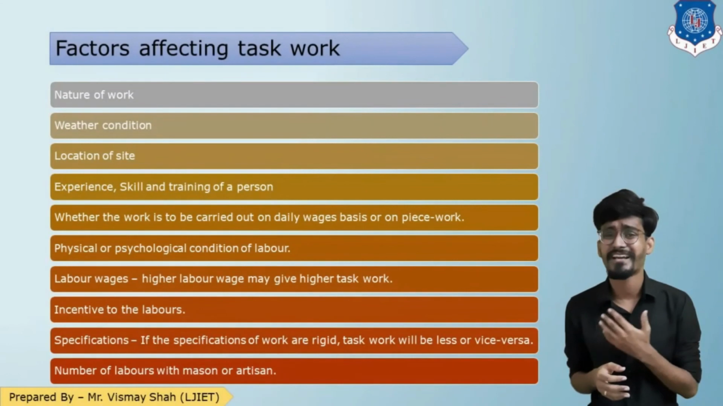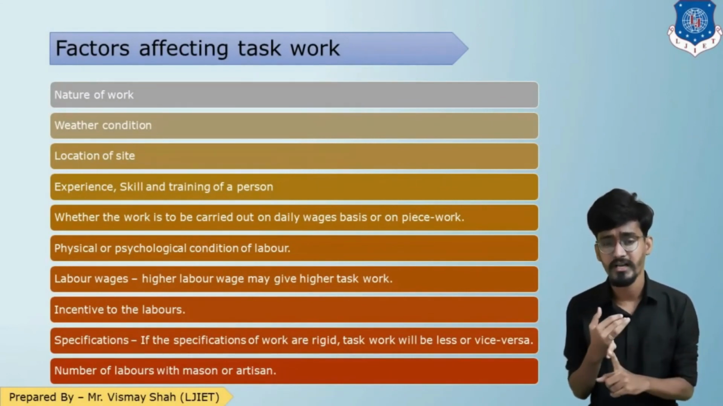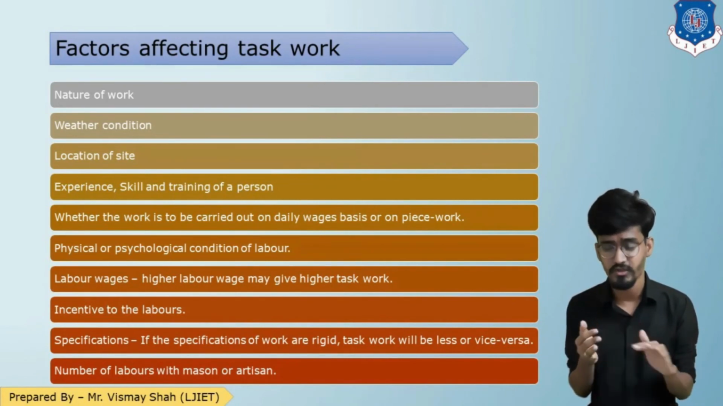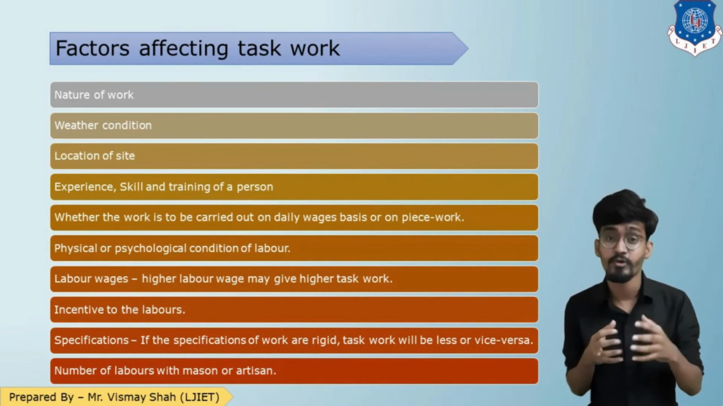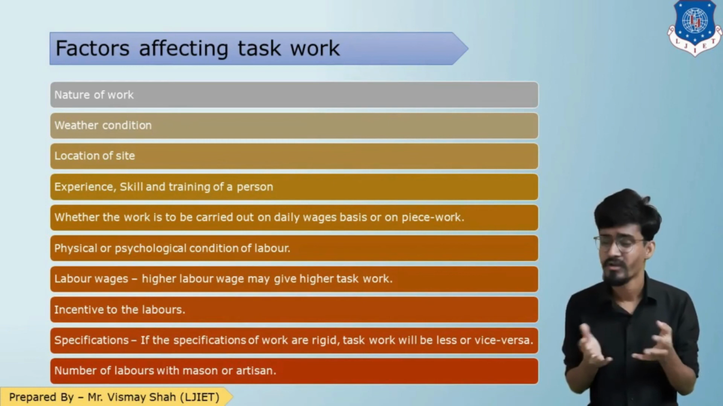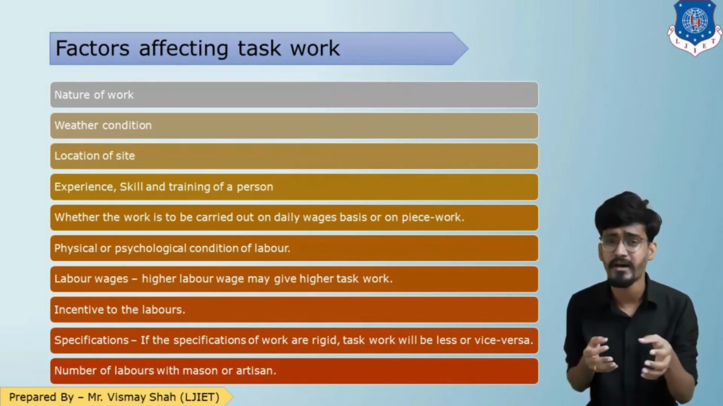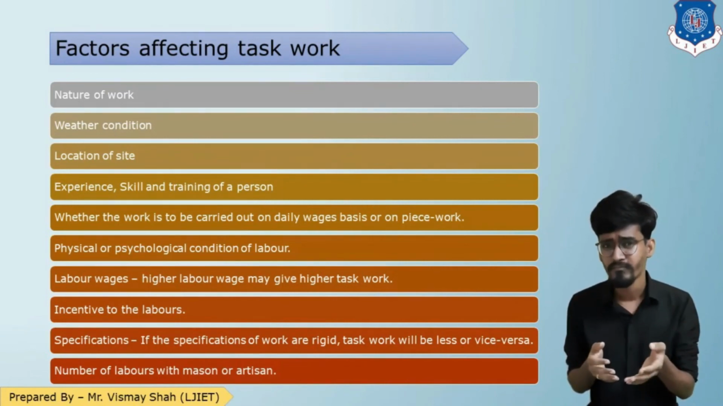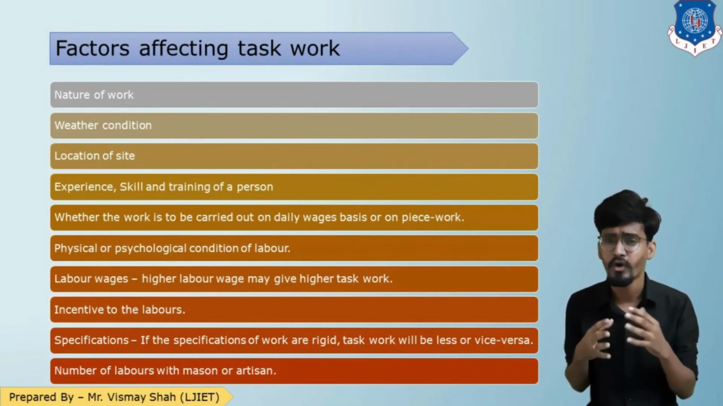The first factor is nature of work. The work may be underground, just on normal ground, on a hill, or on the 22nd floor. The next is weather condition. Obviously, in extreme heat or extreme summer, the task work will be low, or in extreme cold, the task work will be low. Only in normal temperature conditions will the task work be very good or above the normal level.